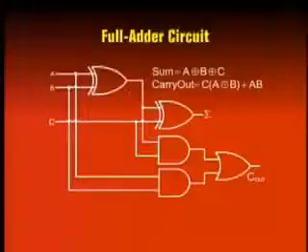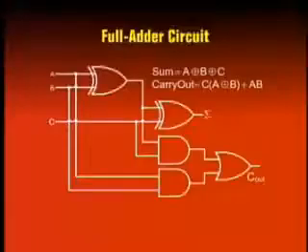Now let us look at the full adder circuit implementation. The sum term is represented by the expression A exclusive OR B exclusive OR C. So basically 2 exclusive OR gates are required. So the first exclusive OR gate is connected to the inputs A and B. The output of this first exclusive OR gate is connected to the input of the second exclusive OR gate. The second input of the second exclusive OR gate is connected to the carry in. The output is of course the sum of 3 inputs.